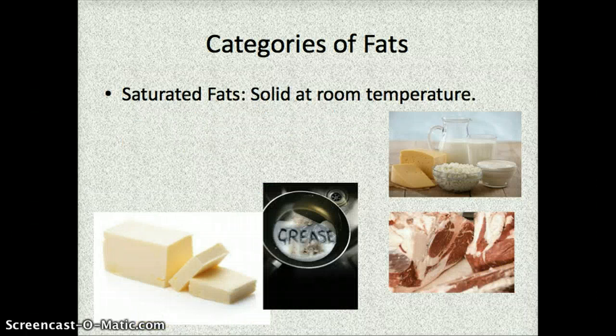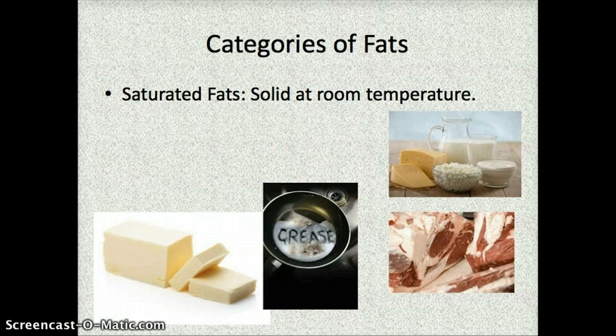The other category of fats is known as saturated, and these are things that are solid at room temperature. So if you've ever cooked with something like bacon or ground beef, you'll notice that when you're cooking it, all of the grease that's in the bottom gets kind of liquidy. But if you were to leave it in the pan, it would look like the pan that's in this picture, where the grease becomes nice and solid. That would be an example of a saturated fat.